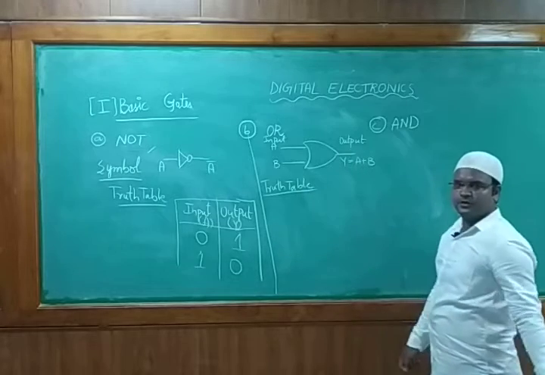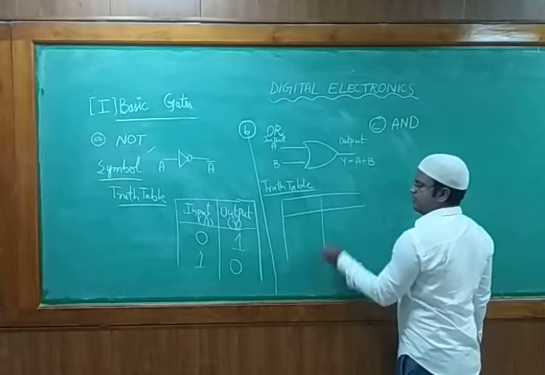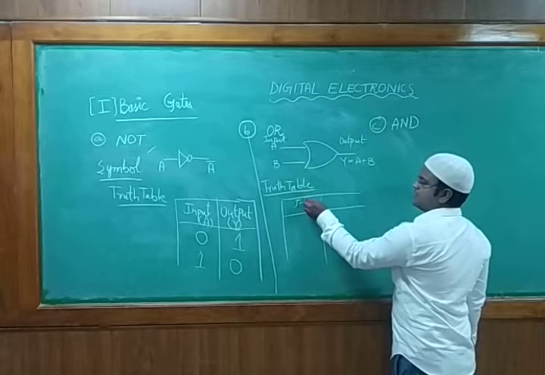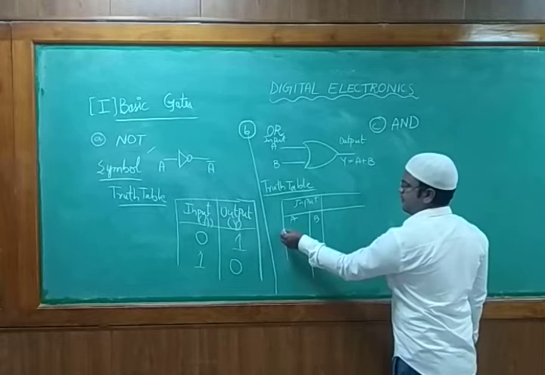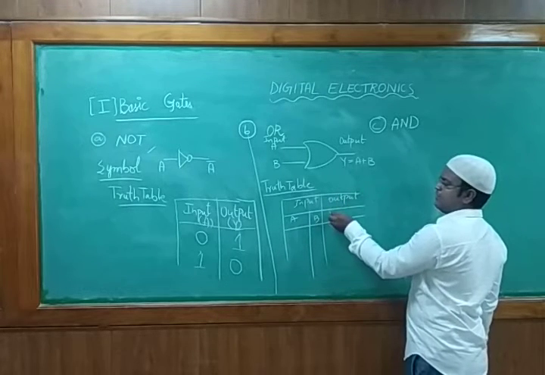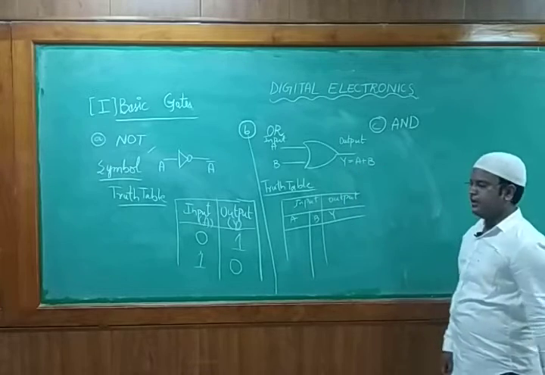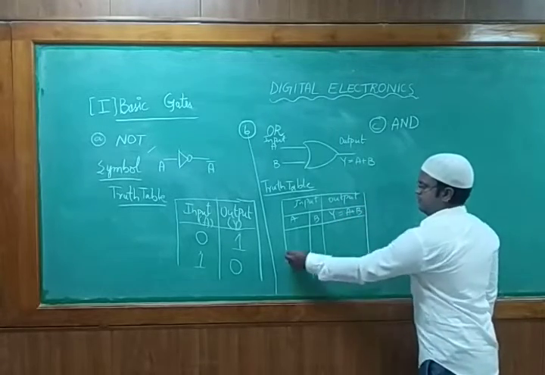So what is the truth table for this OR gate? If I am taking the input end, this is my input side. If I am taking the first input as A and another input as B, I need to write its output. So what is the output? I am denoting it by the letter Y, and it is a combination of A plus B.